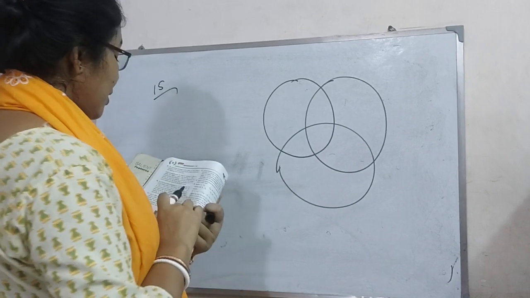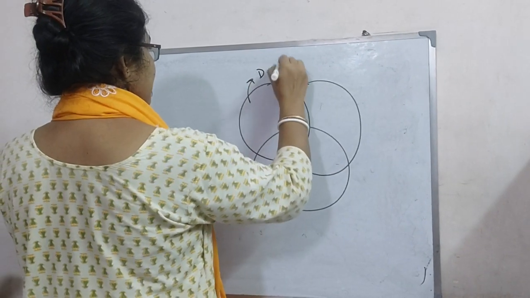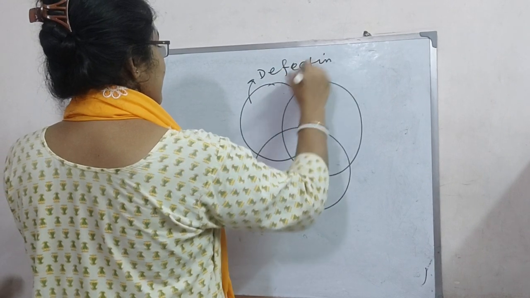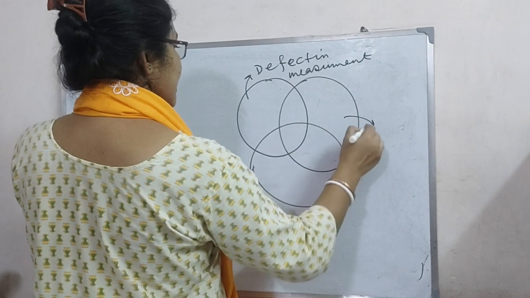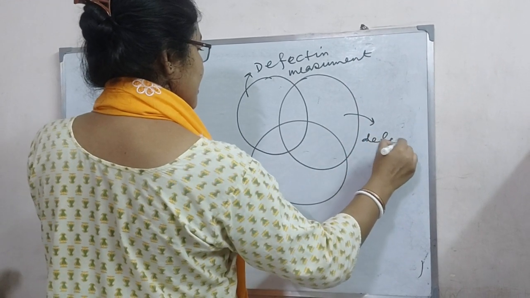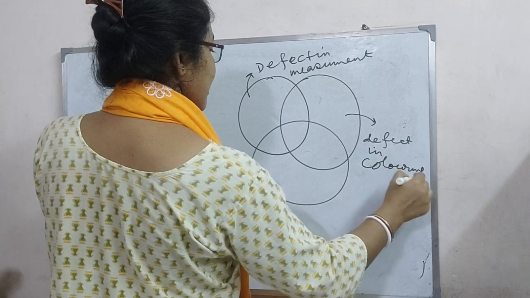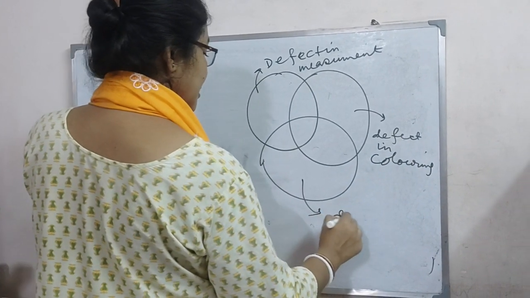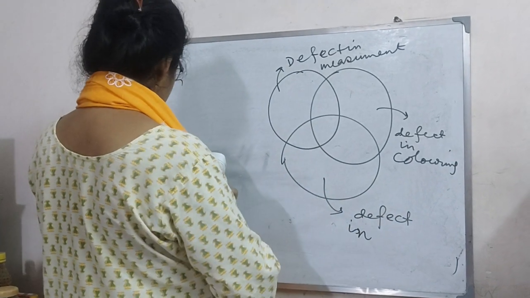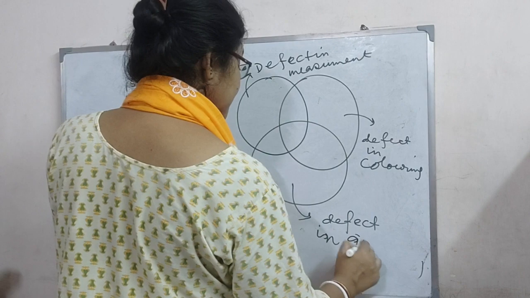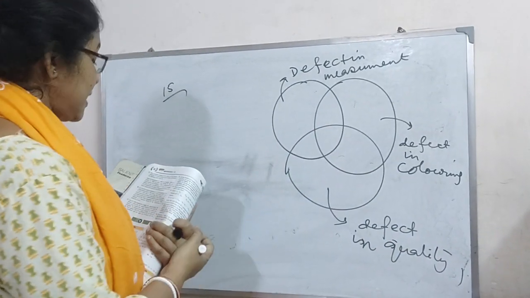This circle is for defect in measurement. This is defect in coloring, and this is defect in quality. This circle is for defect in quality.